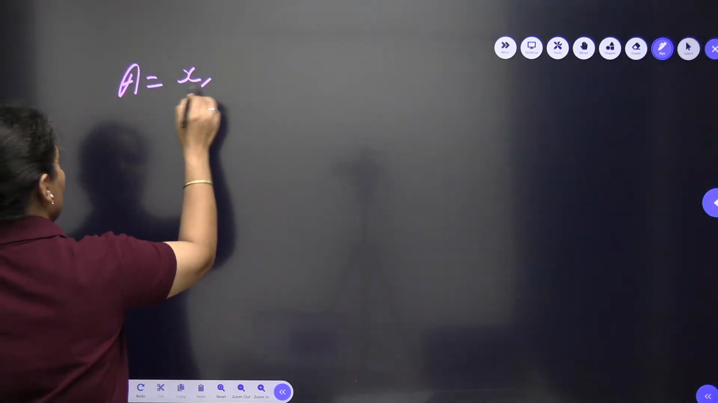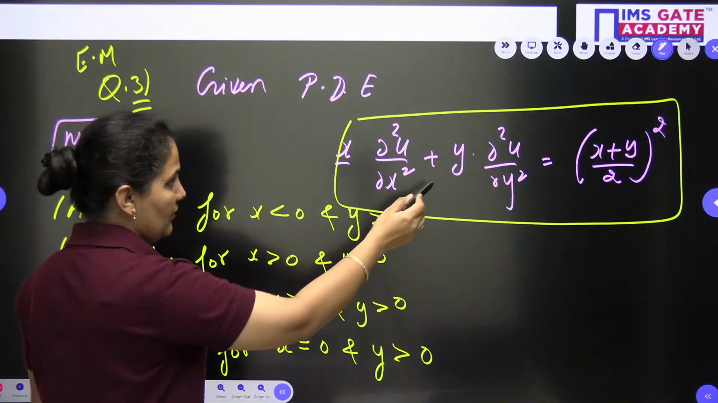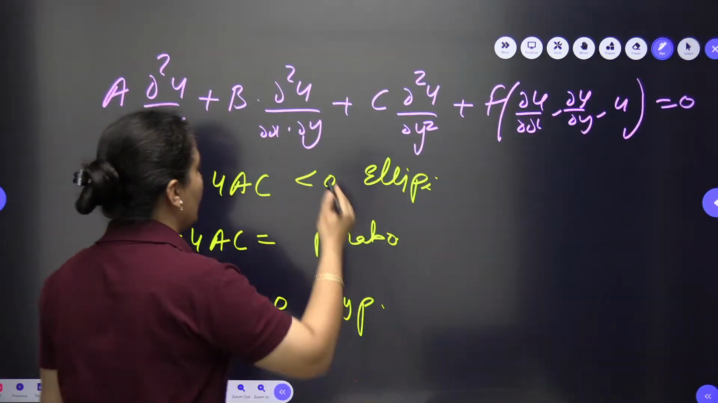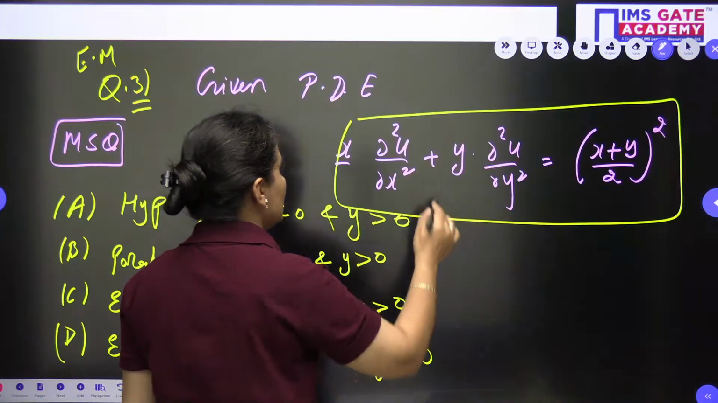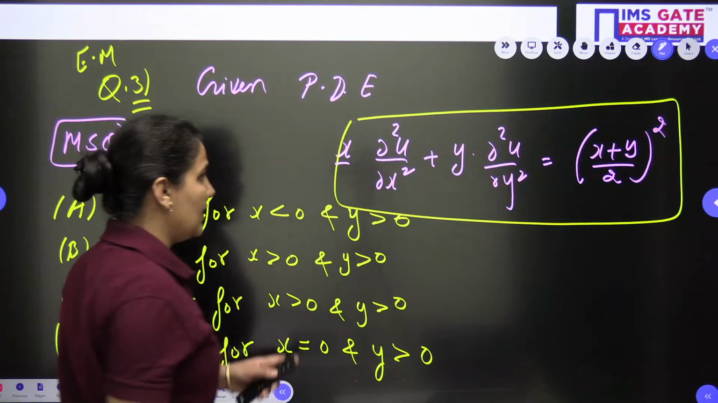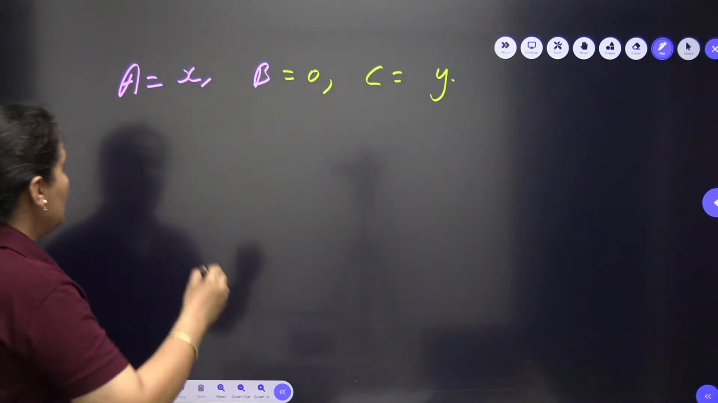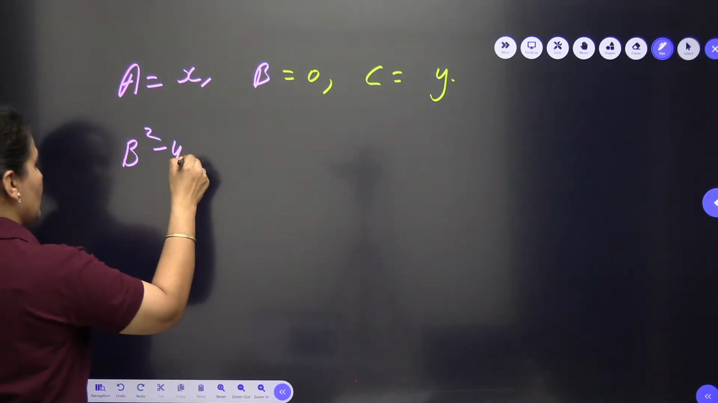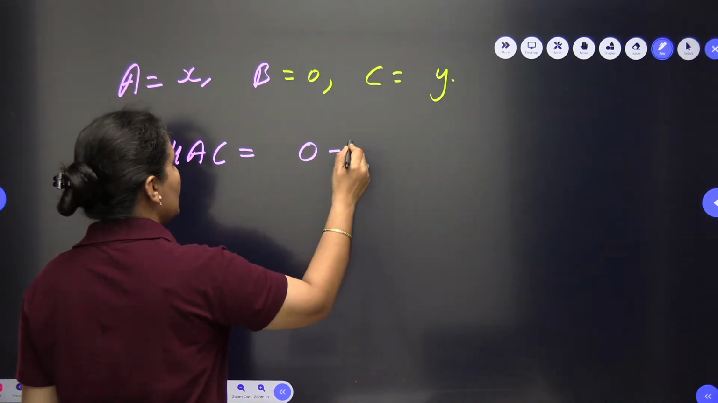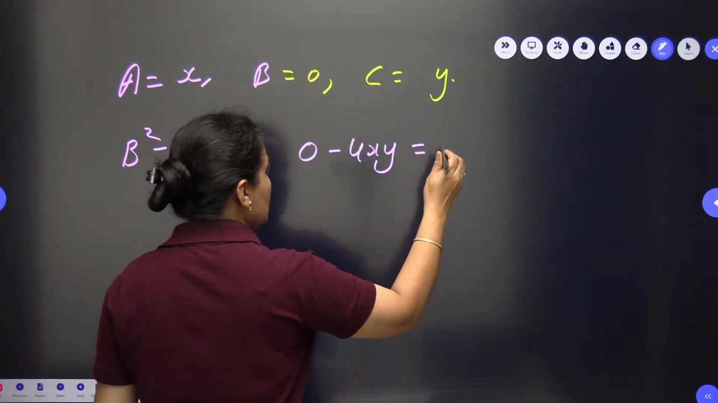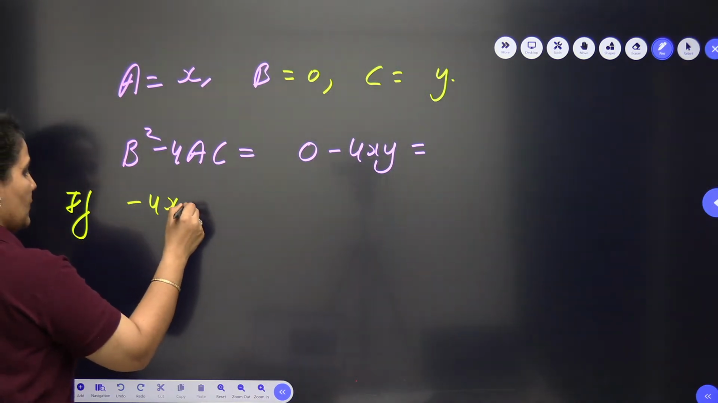The value of b, when you compare, b is the coefficient of the mixed derivative. We don't have a mixed derivative of x and y, so b will be 0 here. c is again y. So we have a, b is 0, and c. Let's go for b square minus 4ac. b is 0 already, so minus 4xy you are having. Now everything depends on this minus 4xy.